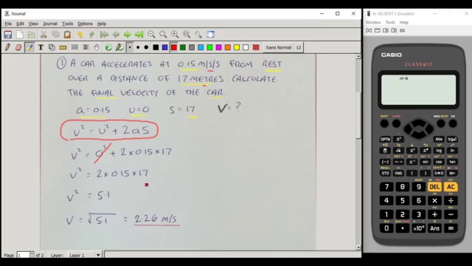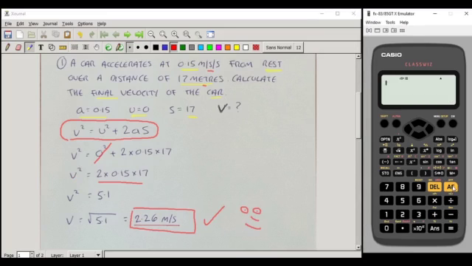Now I can either work this out like I've done there: 2 times 0.15 times 17 gives you that, and then square root that. So you can do it like that if you want to. 2.26, I did a bit of rounding, so that's the velocity. Tick, well done, right? Or do it in one go. So just do this, ready?